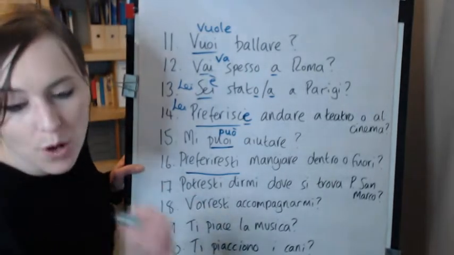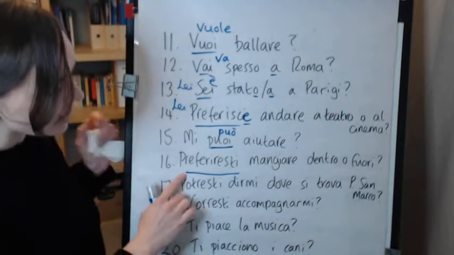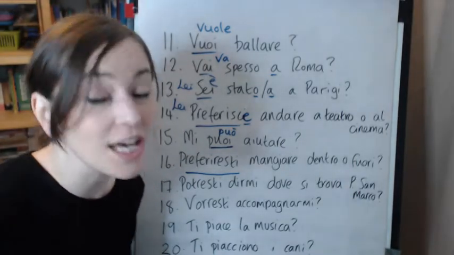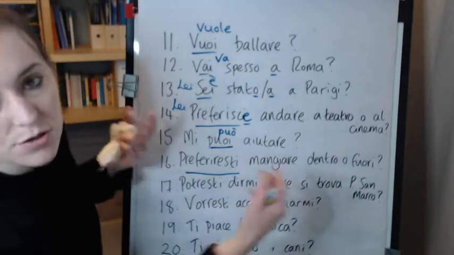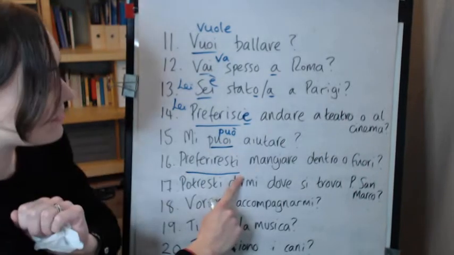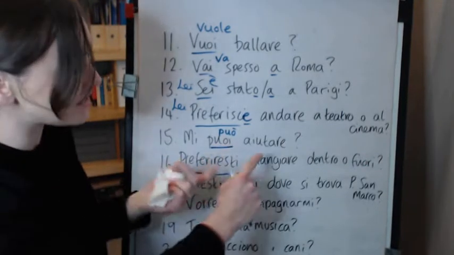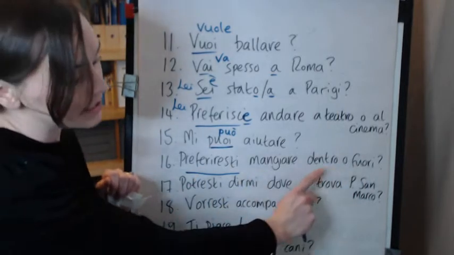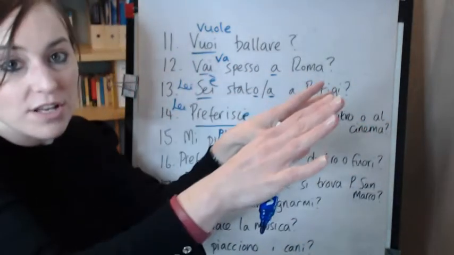So here we have potresti, oh no, scusa, we don't have potresti, that's that one. We have preferiresti, would you prefer, as opposed to do you prefer. Preferiresti mangiare dentro o fuori? So, would you prefer to eat? Again, we have to prefer, conjugated in a tense, followed by an infinitive. Would you prefer to eat inside or outside? Dentro o fuori, okay?